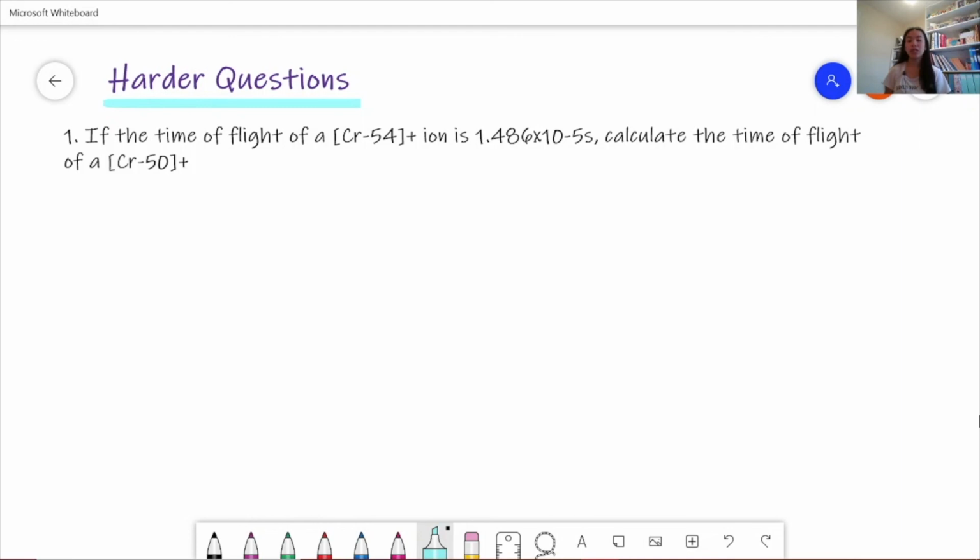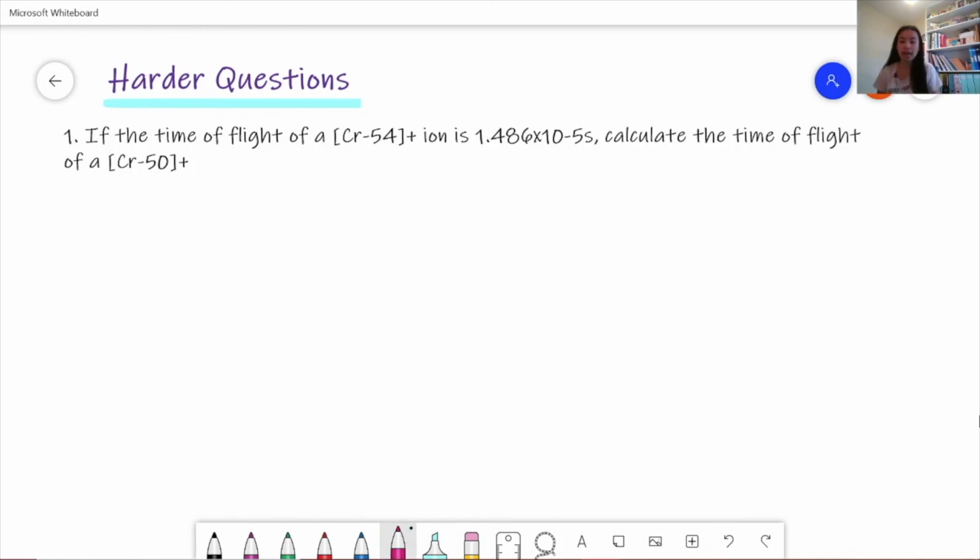Now we're going to move on to some harder questions. So for question 1, if the time of flight of a chromium 54 plus ion is 1.486 times 10 to the minus 5 seconds, calculate the time of flight of a chromium 50 plus ion. So the key thing we need to remember is that all of the ions in the time of flight mass spectrometer are accelerated to have the same kinetic energy, and that's what we need to use.